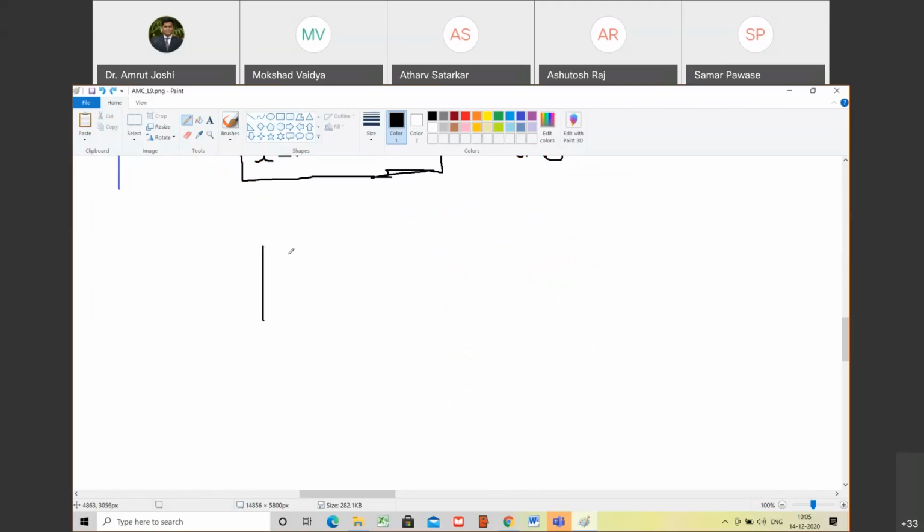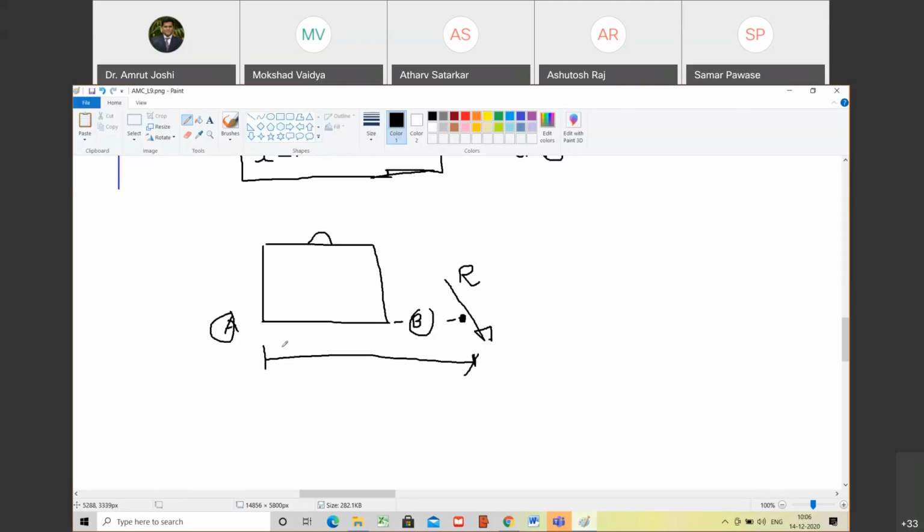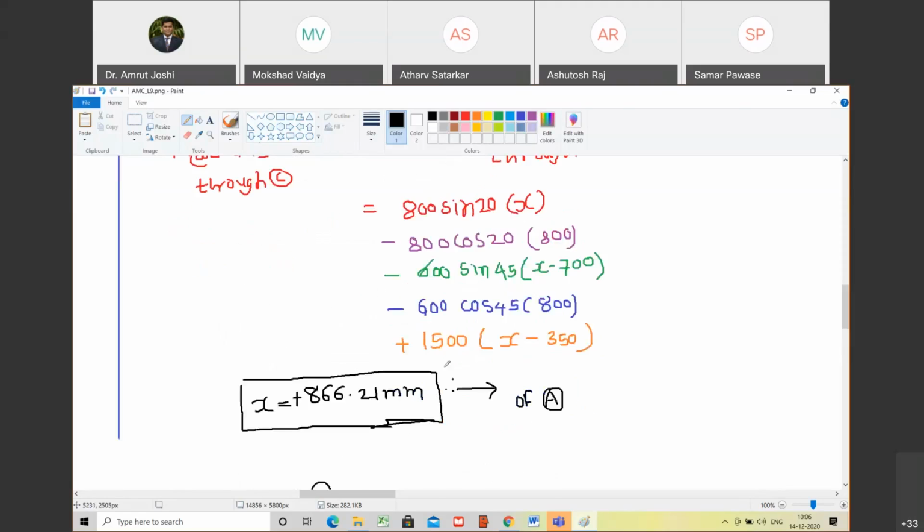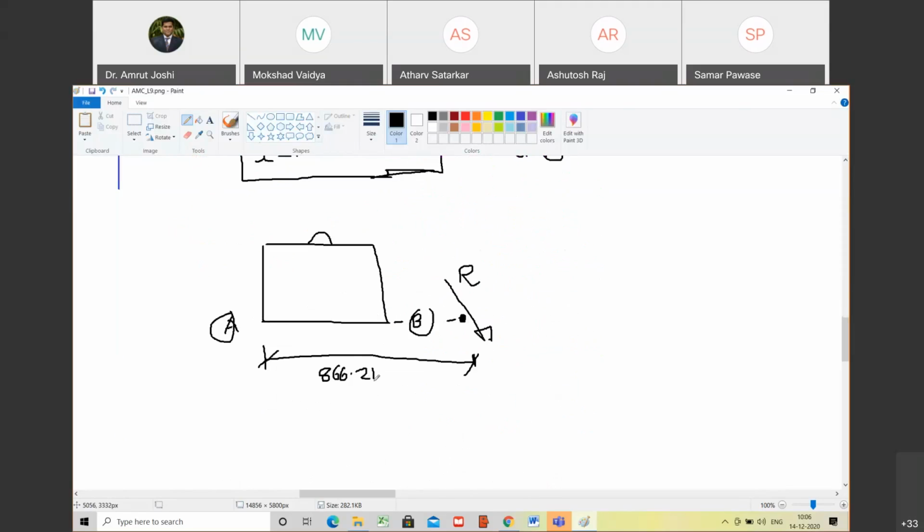Let me draw it in the diagram. This is the briefcase. This is A. This is B. I should put the resultant like this at a distance. How much from A? It is at distance 866. But is the body lying there? Is there a body at 866.21? Tell me. No, sir. It is not there. Do you agree with me? Yes, sir.